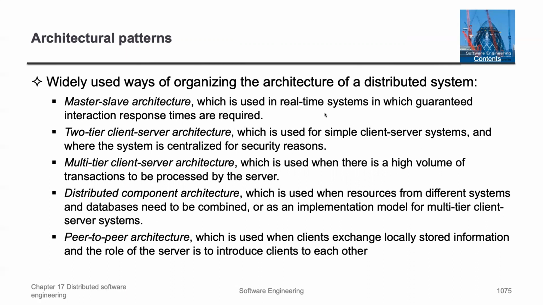A master-slave architecture is used in real-time systems in which guaranteed interaction response times are required. A two-tier client server architecture is used for simple client server systems and where the system is centralized for security reasons. Multi-tier client server architectures are used when there is a high volume of transactions to be processed by the server. Distributed component architectures are used when resources from different systems and databases need to be combined, or as an implementation model for multi-tier client server systems. Peer-to-peer architecture is used when clients exchange locally stored information and the role of the server is to introduce clients to each other.